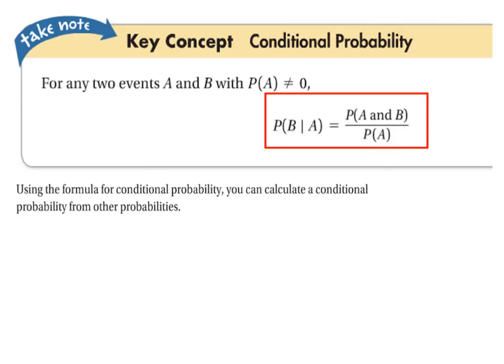all right, next we've got a formula for conditional probability. With this formula, we have two events, A and B, and as long as the probability of A does not equal 0, we can use it to calculate the probability of B given that event A has already happened. Now in this case, the formula is solved for the conditional probability of B given A.